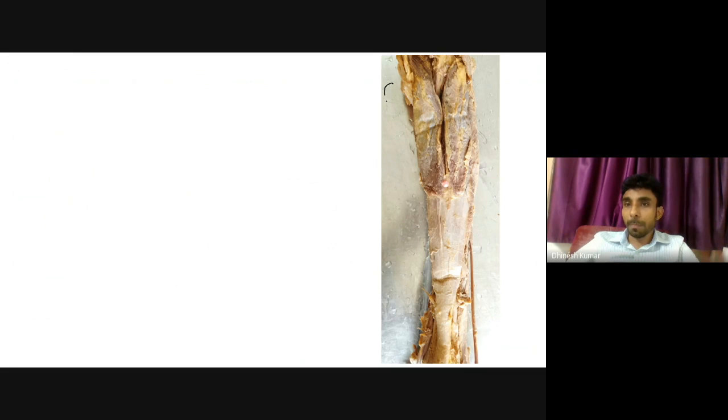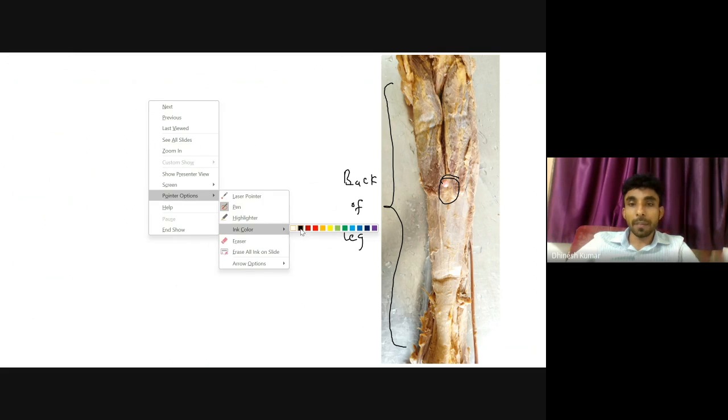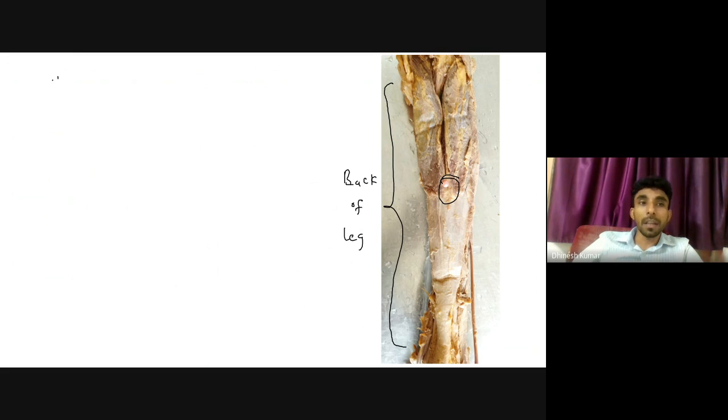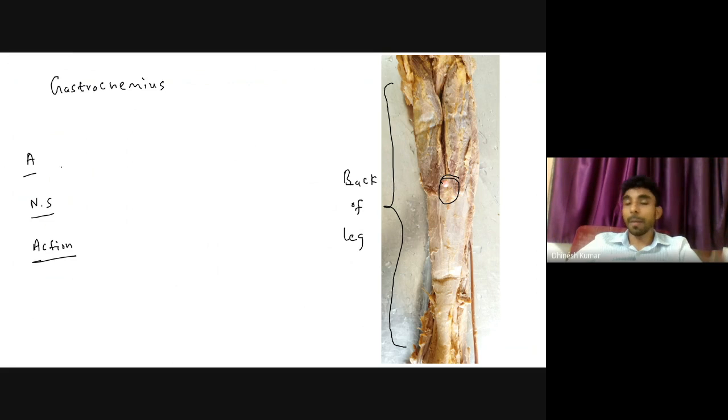Can you tell me which part of the lower limb you are seeing here? Yes, this is the back of leg, isn't it? At the back of leg, one particular muscle is pinned here. Any idea what the structure pinned here is? Yes, gastrocnemius muscle. The subquestions may be attachments, nerve supply, or action. Anything may be a subquestion.